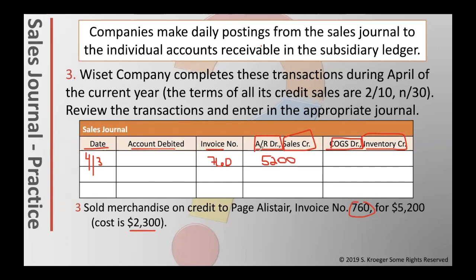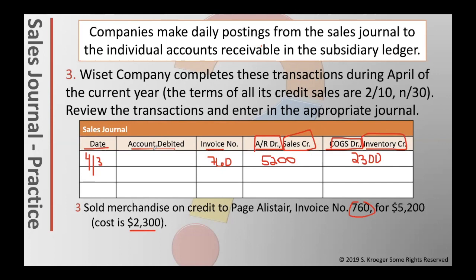We had $5,200 as a debit to accounts receivable and $5,200 as a credit to sales revenue. Cost of goods sold, the debit was $2,300 and inventory, the credit was $2,300. We just have to put the amount in the box, making this a lot easier. We don't have to write out all 4 lines or all the entries. We just have to put the amount in the box.